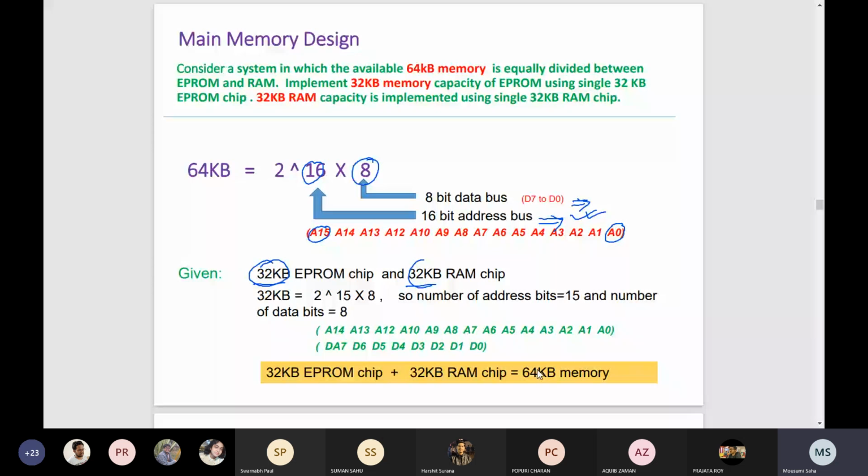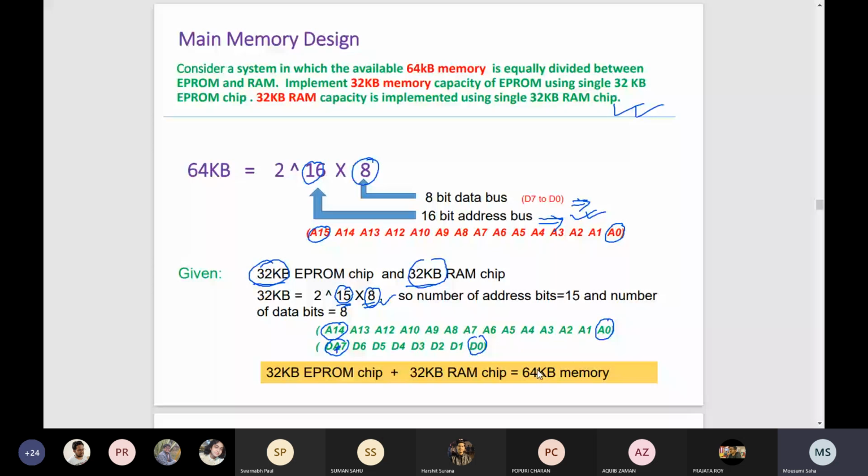What is the size? Now 32 KB, that size we can write 2 to the power 15 into 8. One thing I have assumed, that is not given in my question, is the word size. I assume here word size is 8. If word size is 8, then we can consider 15 address lines. So 15 address lines means that if we start from A0, then we will end at A14. And if we assume the 8-bit data bus, we can start from D0 and end at D7.